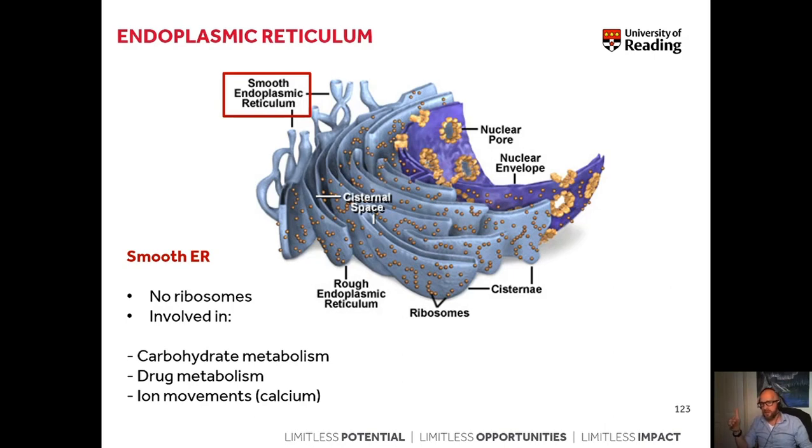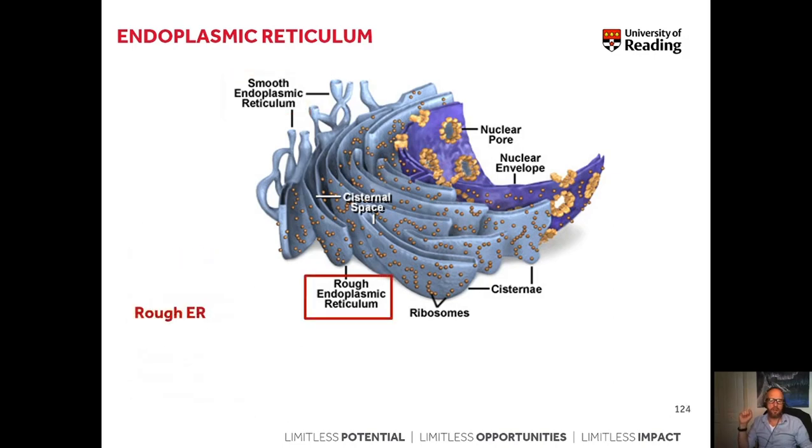Many of our cells actually utilize calcium as a so-called second messenger, and we will learn about cell signaling later on as well. But for now, please keep in mind that the job of the smooth endoplasmic reticulum is carbohydrate metabolism, drug metabolism, and also ion movements.